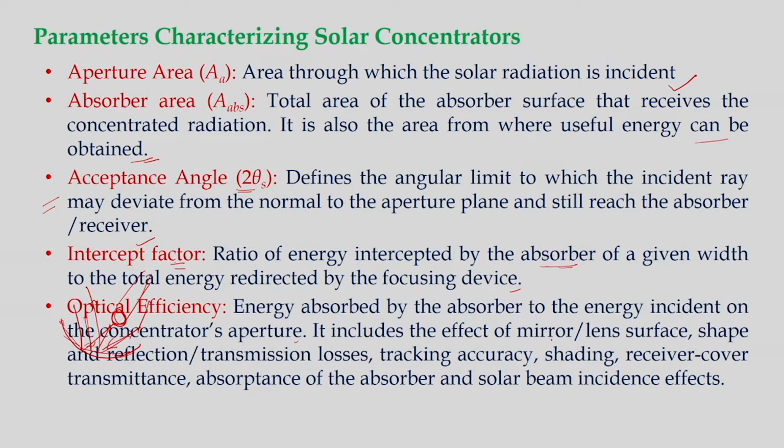It includes the effect of mirror or lens surface shape and reflection transmission losses, tracking accuracy, shading, receiver cover transmittance, absorptance of the absorber, and solar beam incidence effects.